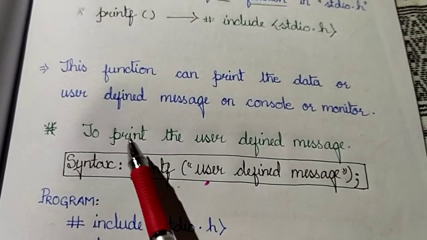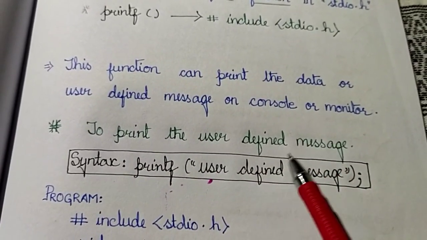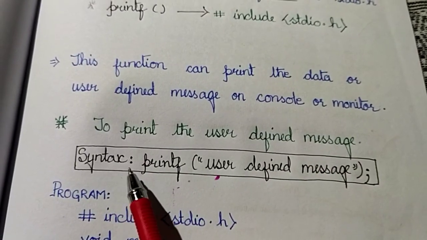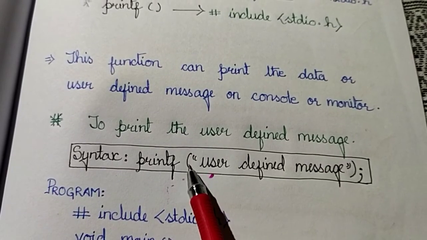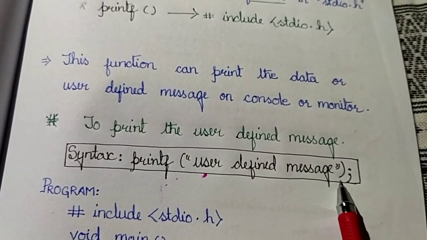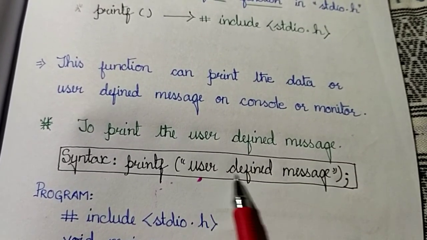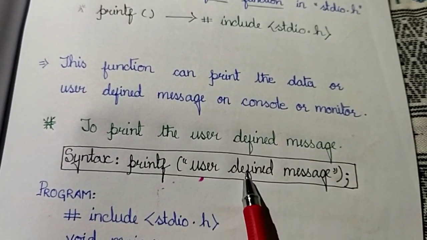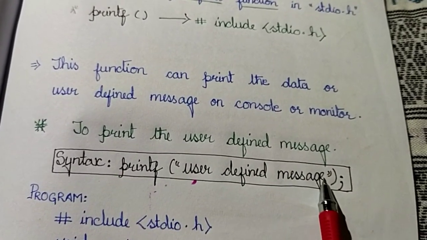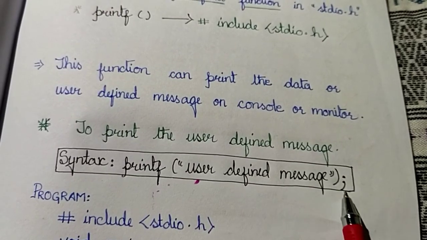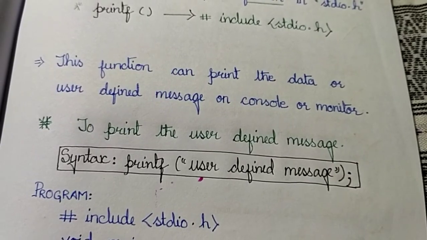So when we talk about the printf, we have the syntax that we need to follow. If you want to print the user defined message, only the message or a sentence, the syntax is one printf, and you have to use open and close parenthesis, and inside you can include your user defined message, and remember that it should be inside the double quotation. After that, you need to use the semicolon to indicate the end of your printf. So let me show with the program.